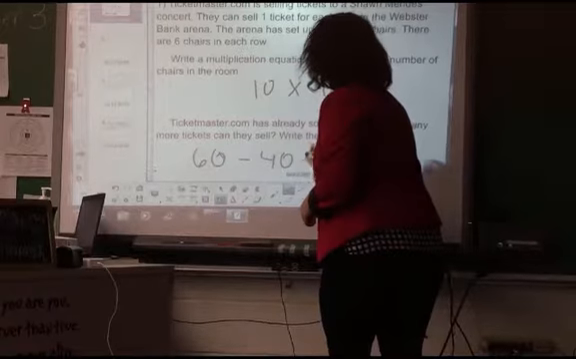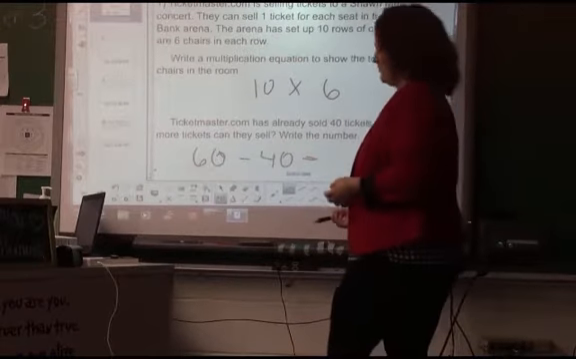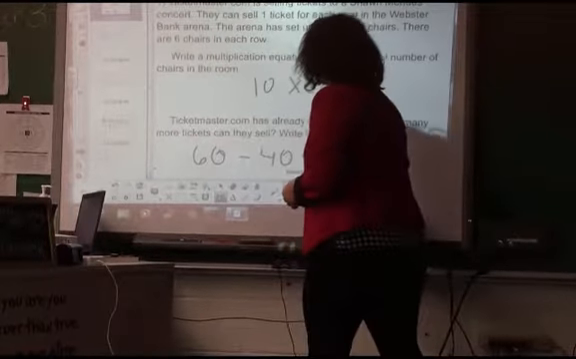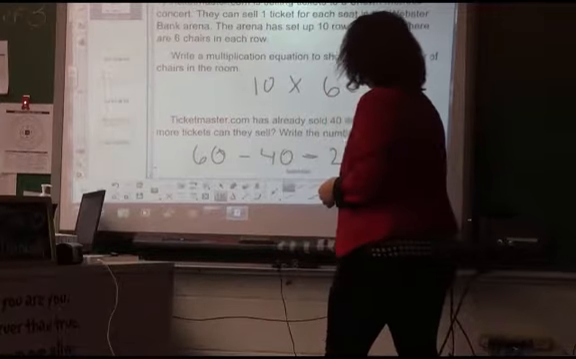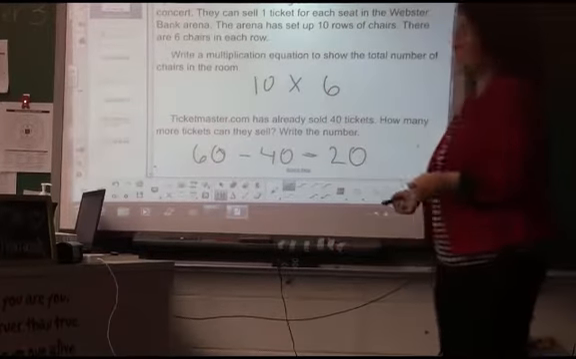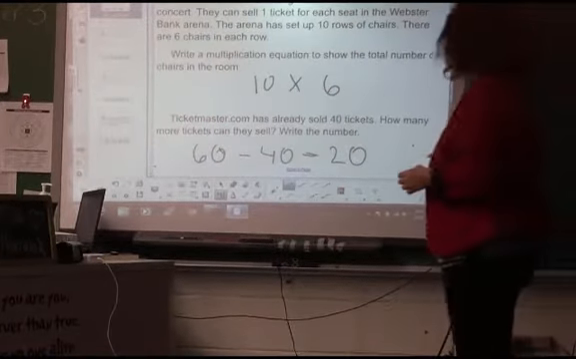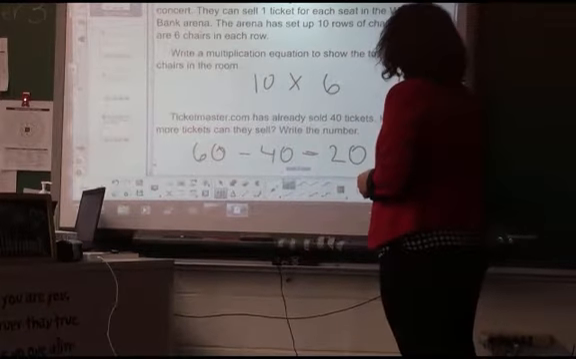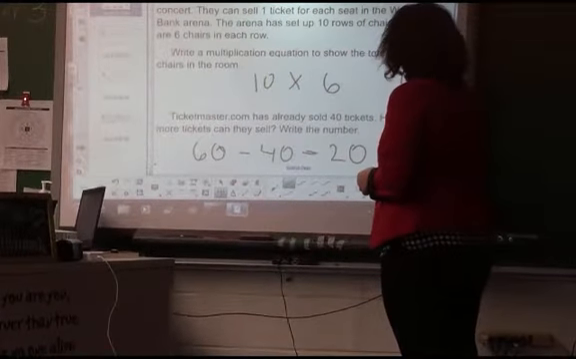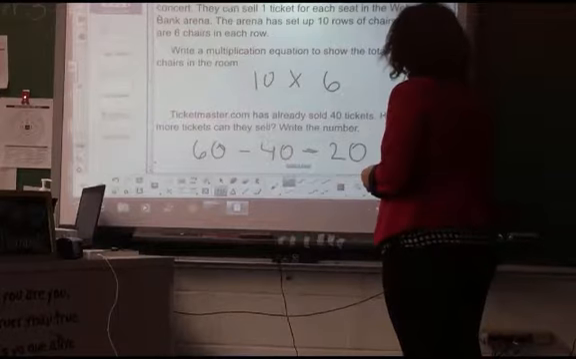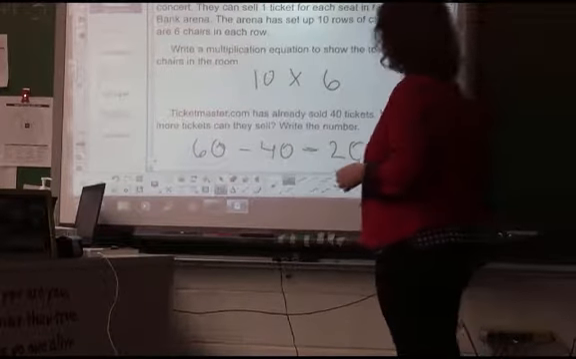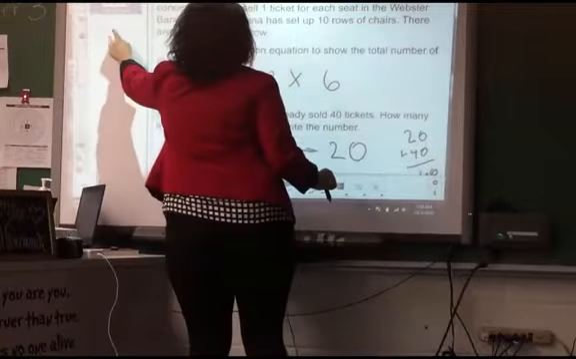And that's going to equal, what's 60 minus 40? Take 4 away from 6, you have 2. And just keep the 0, we have 20. So they can still sell 20 tickets. So we can check: 20 plus 40, and that brings us our 60. Okay, so next to our second problem.